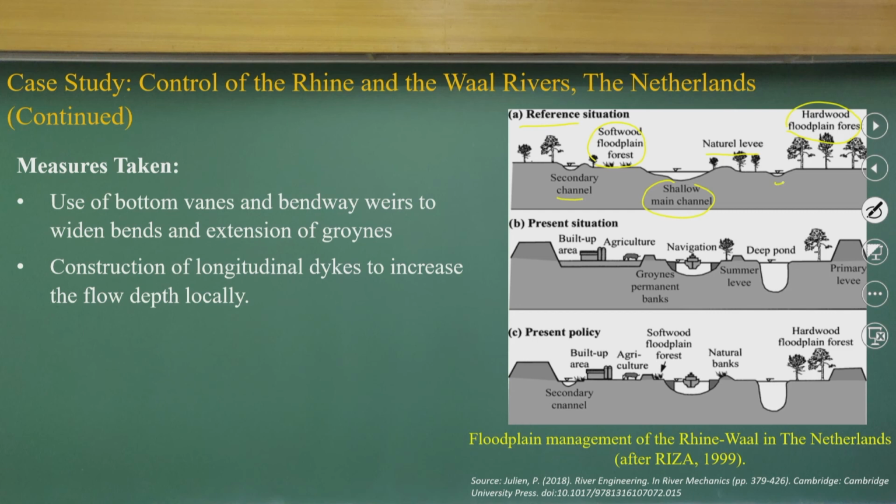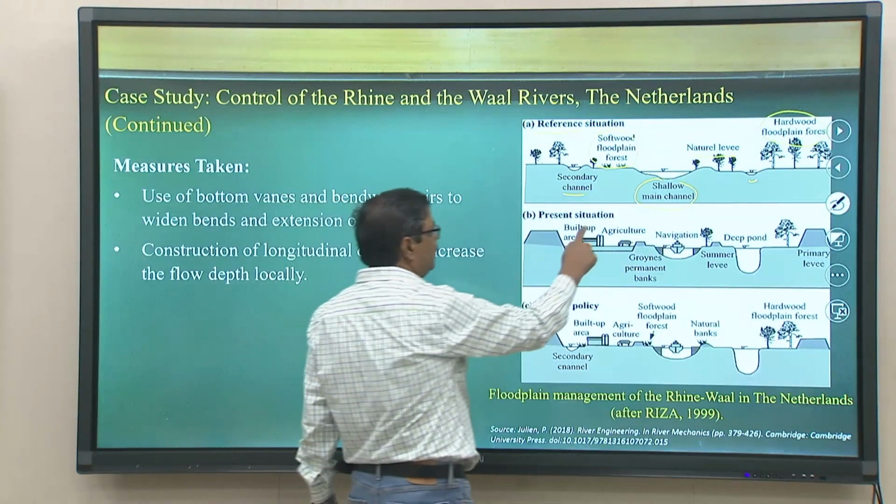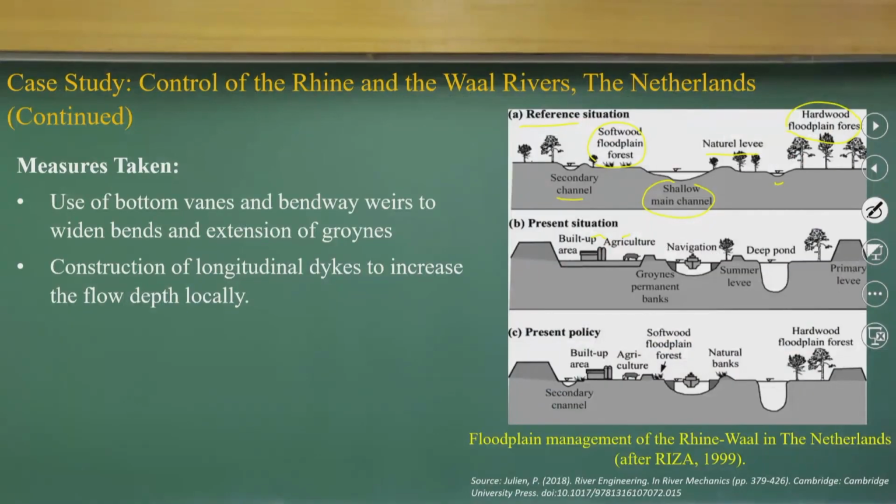Okay. If you try to understand the rivers in this way, what happens in present conditions, with economic growth, is that we have built-up areas and agriculture, and we need to protect those parts. We need to put a permanent bank with groins or spurs.